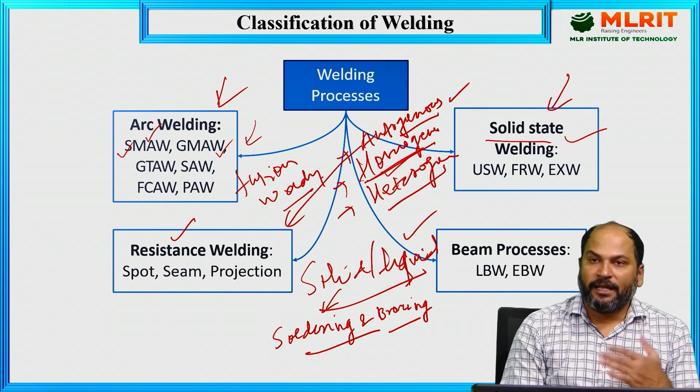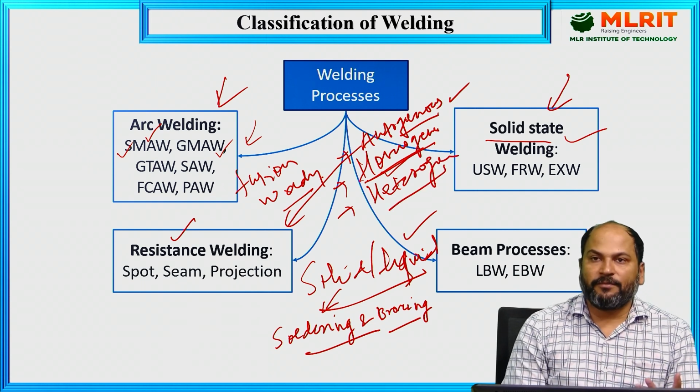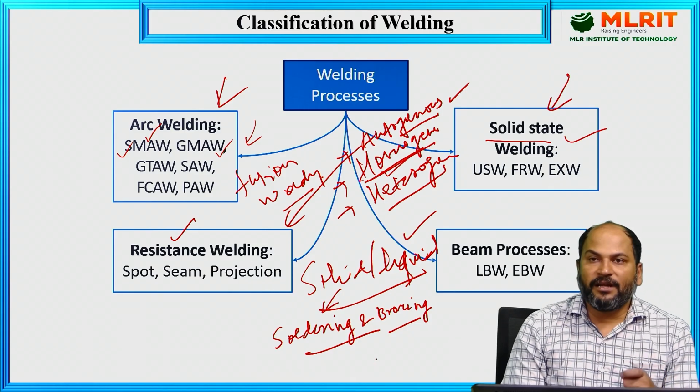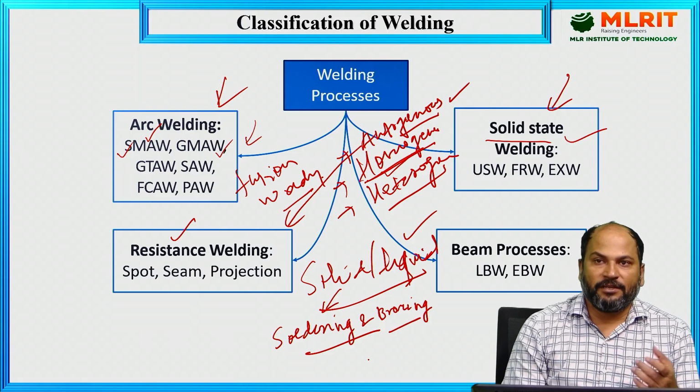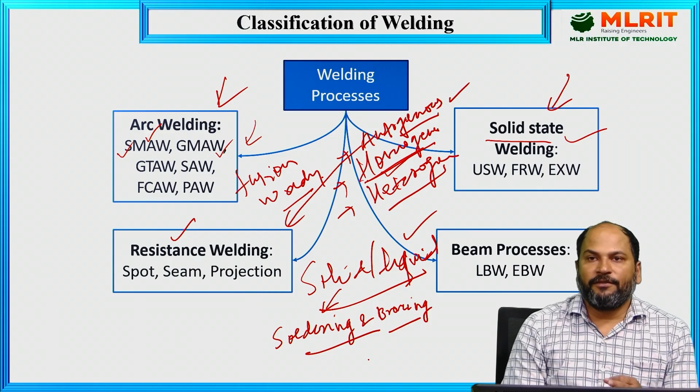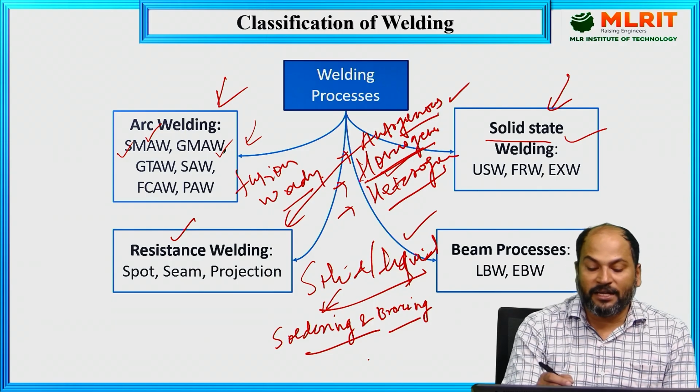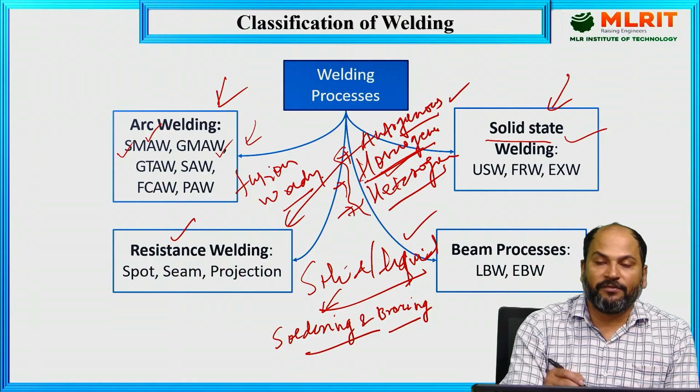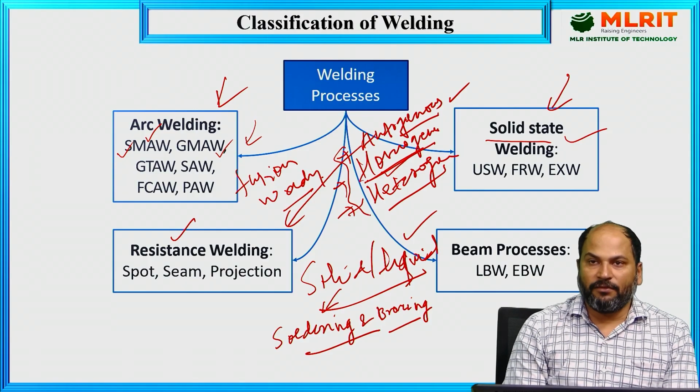Heterogeneous means here also we are going to use the filler material to weld the two parts together. But what is the difference? The filler that we are going to use will be different from the parent metal. Means if stainless steel we are going to weld together, the filler that we are going to use will not be stainless steel, then it is known as heterogeneous. So this is another way through which we can classify the welding processes.